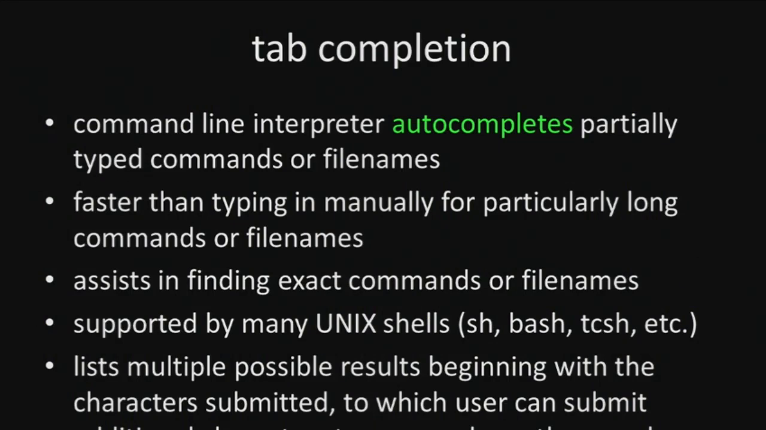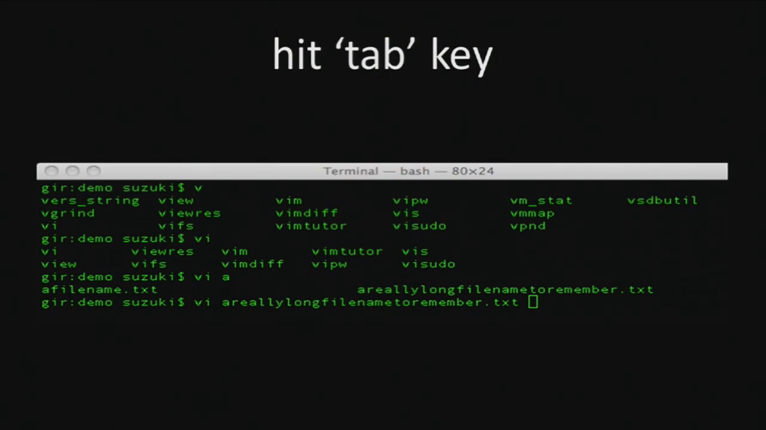Tab completion is a technique where the command line interpreter auto-completes partially entered commands or file names you use, as the name suggests, the tab key. So suppose I want to see what commands begin with the letter V. I type V plus tab. I'd like to narrow my search down to commands that begin with VI, so I type VI. You can also do this with file names.